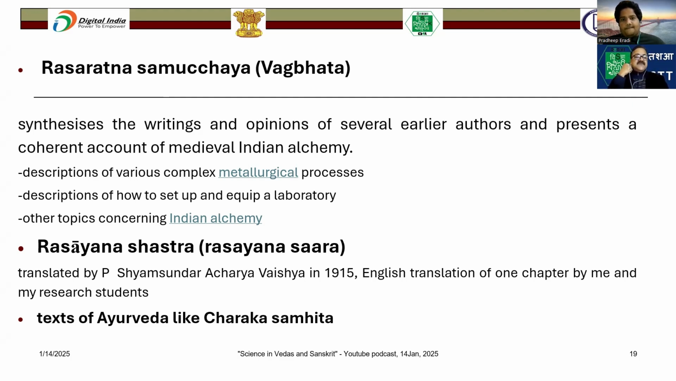I'll give you some example of that. And they also describe complex metallurgical processes and describe how to set up and equip a laboratory. So it's very important how to find the raw material from where. Not every raw material will be pure. So there are instructions that this raw material will be from this part of India, and this raw material from this part of India. Then you bring them together, then construct a laboratory, and then start purifying them. After purifying, you develop chemicals by going through a process.